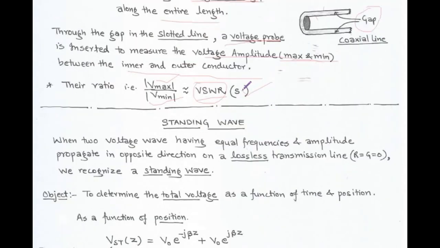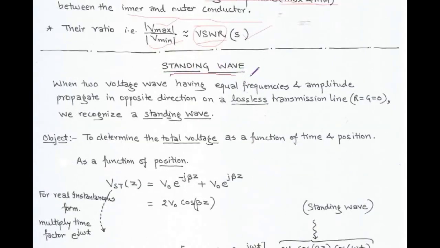Now we talk about standing wave. What is a standing wave? When two voltage waves having equal frequencies and amplitude propagate in opposite directions on a lossless transmission line, then we recognize a standing wave. So we can say that a standing wave is recognized when two voltage waves propagate in opposite directions having equal frequencies and amplitude. And here we use a lossless transmission line and the condition is R equals G equals 0.